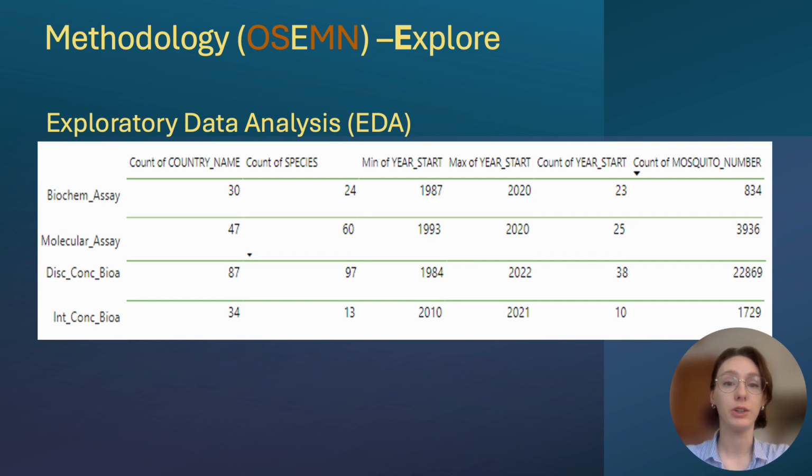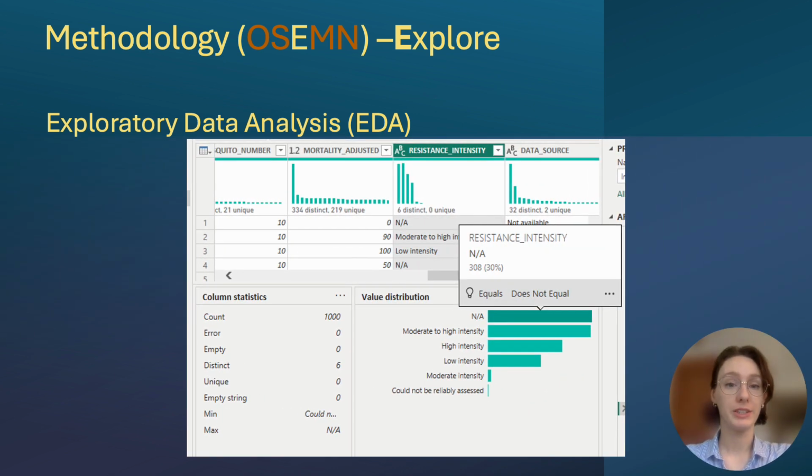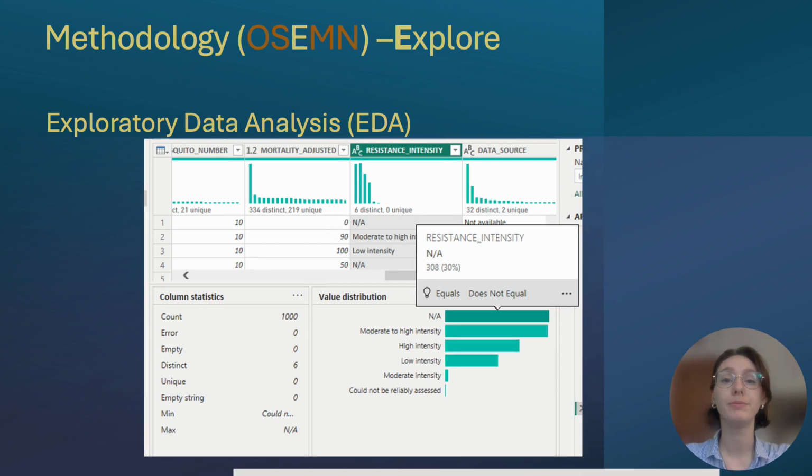I realized that the intensity concentration bioassay table was quite limited when compared to the discriminating concentration bioassay table, in terms of unique country and species count, as well as the period of time the data was gathered over. I used Power Query Editor's data profiling function to display more information about the columns, like quality, profiling, and distribution, which showed that 30% of the data points were not available for resistance intensity.